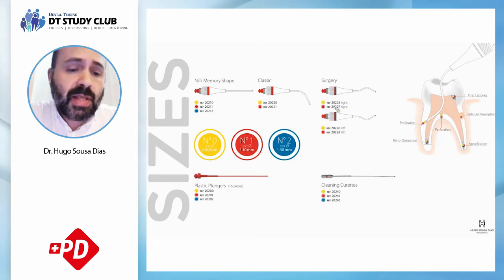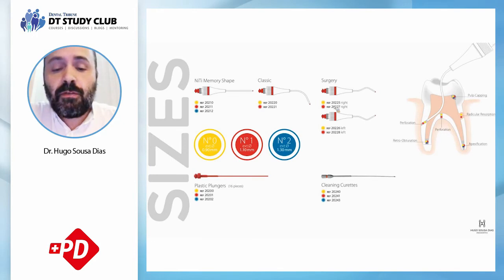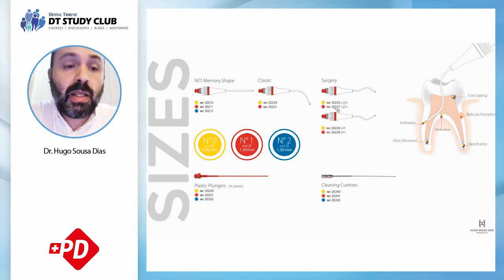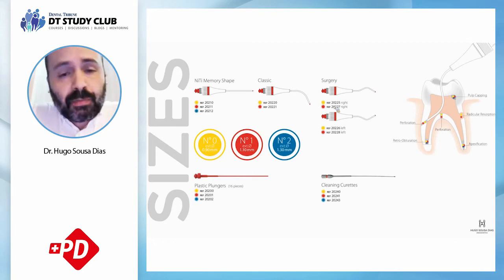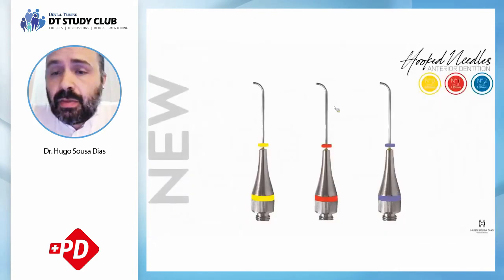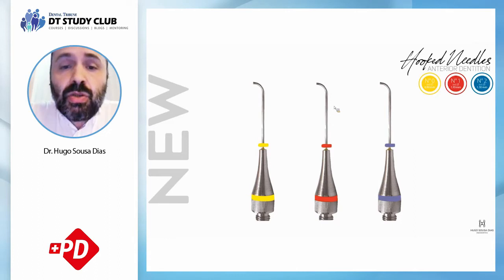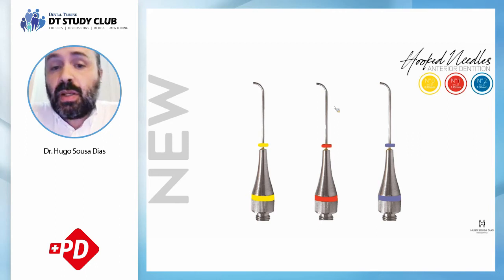In this way, with this plastic plugger, I decrease the risk of blockage, of set MTA inside my needle, and I can change this plastic plugger if I need to. And I have mainly three sizes, depending on the area I need to work. And next year, we are going to have in the market a new needle for application of MTA in apical surgery in anterior dentition, these hooked needles that help the clinician to deliver the MTA more easily to the anterior dentition.